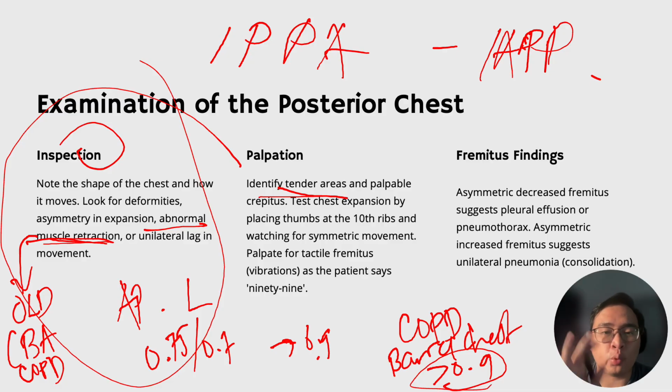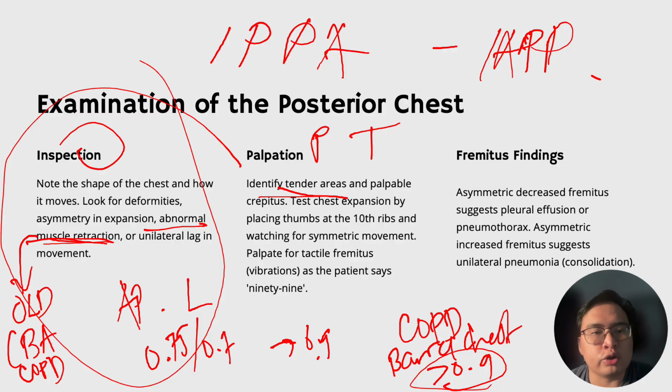Or is it painful when I release my hand? So there's a difference between pain and tenderness. Okay? Pain is direct pain. When you apply direct pressure, it's painful. It's tenderness if when you raise your hand, it becomes more painful.